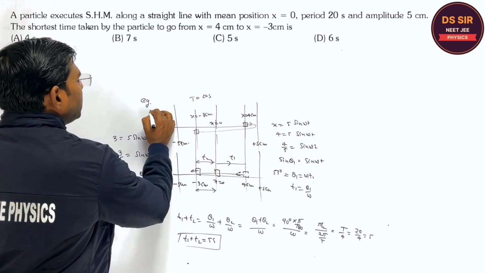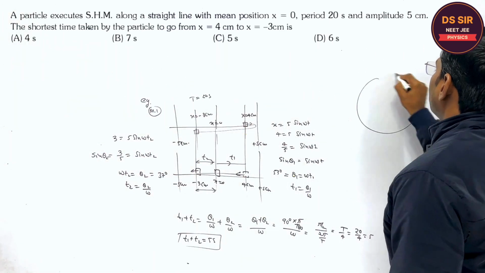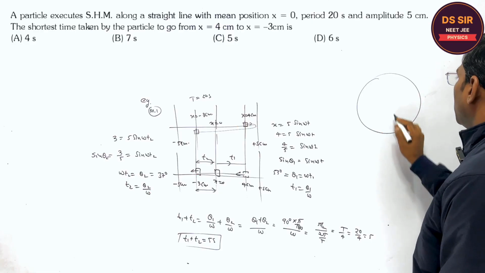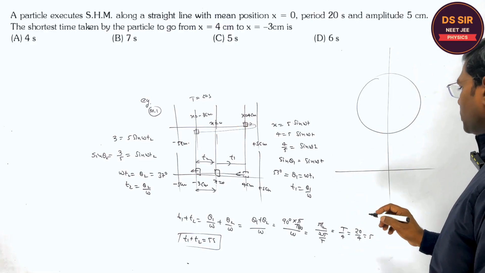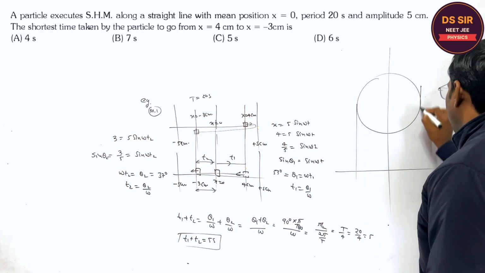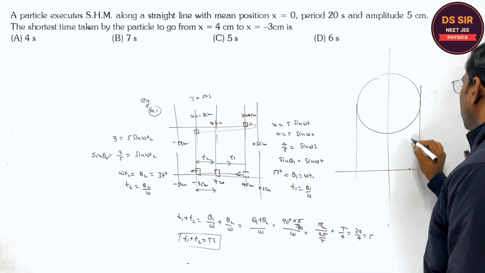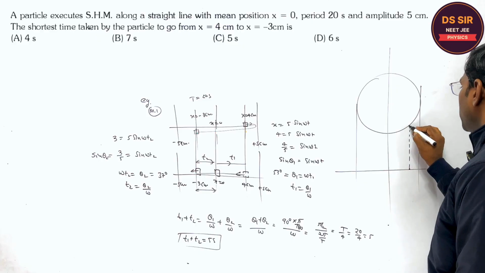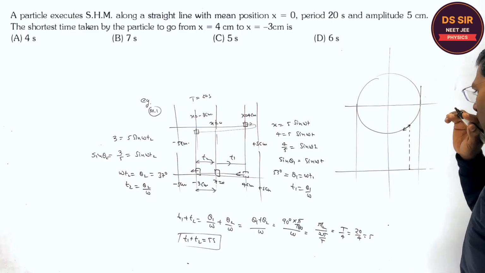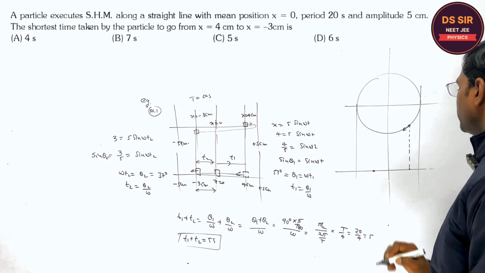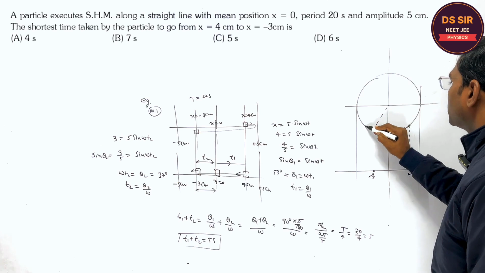Another way you can write this, method 1. Listen, make the circle and draw the position on the corresponding circle. Suppose the particle is over here and it is going this side, so the particle must be at this point, and this is -3, this is 4.